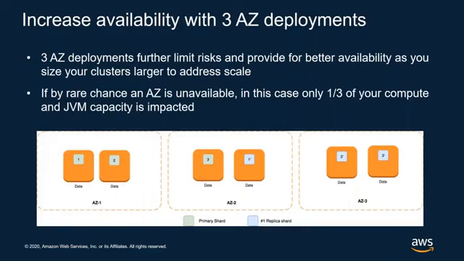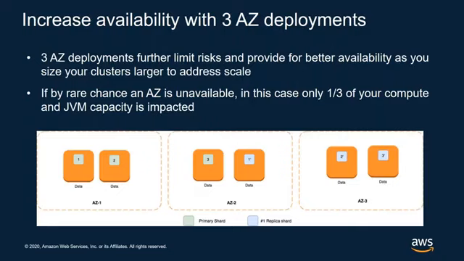Now, probably about a year ago, maybe a little bit more than a year ago, we increased our availability capability with 3 AZ deployments. Prior to that, it used to be 2 availability zones. Now, 3 AZ deployments will further limit the risks, and they provide for better availability as you size and scale your clusters to address your needs as you grow your search solutions.